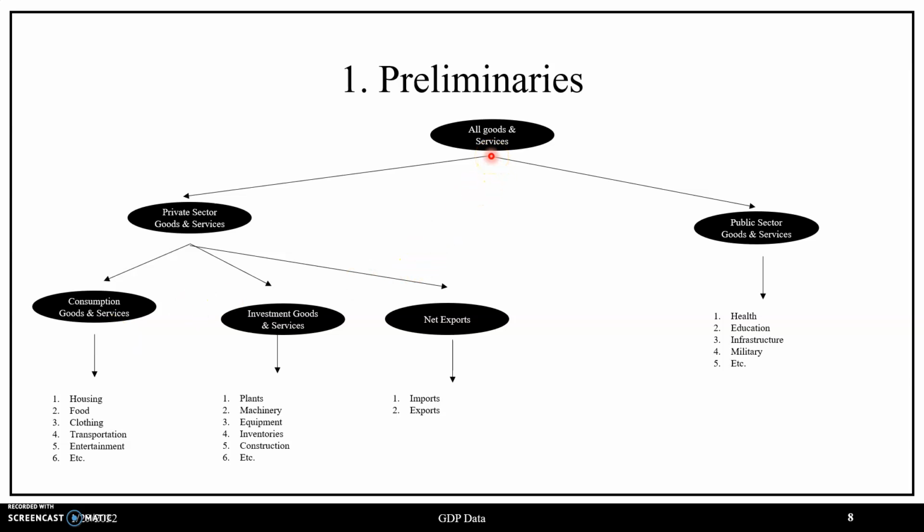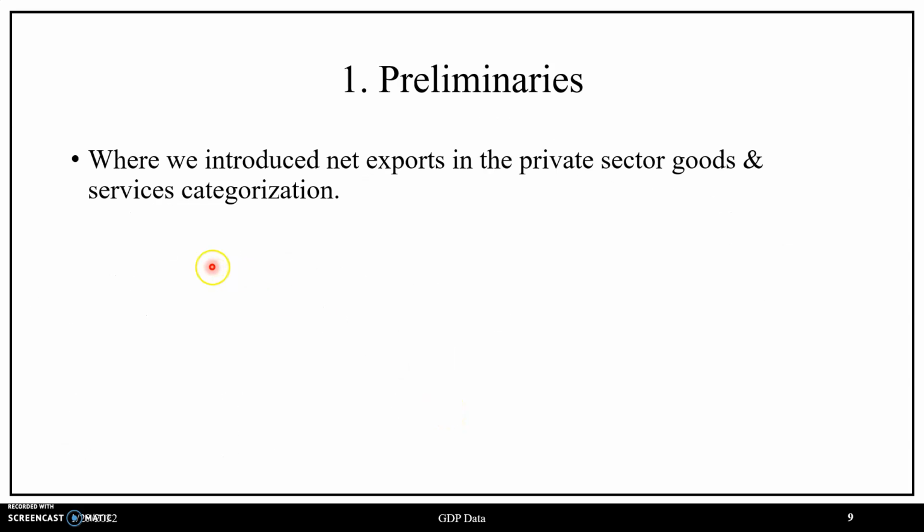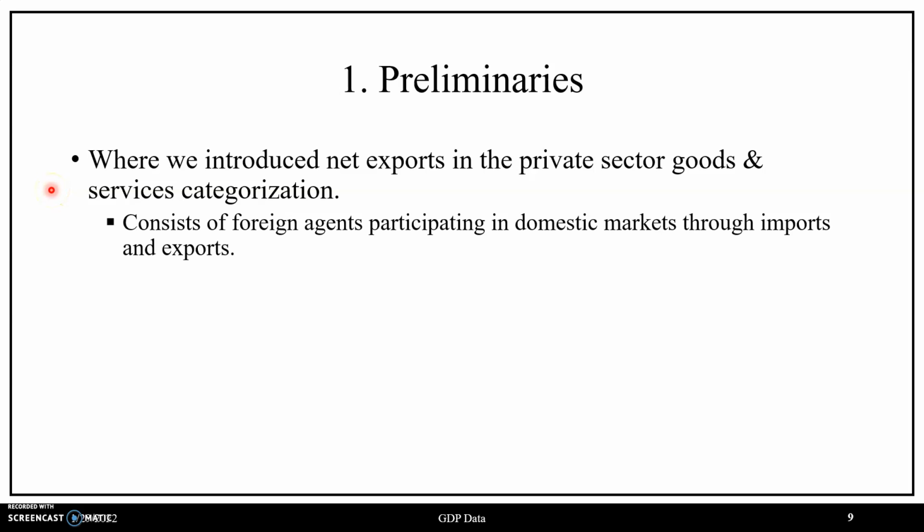We have all goods and services for a particular economy. We have the private sector and the public sector as before. Public sector is for the government spending money on goods and services. Private sector can be broken up into consumption and investment goods and services. Consumption is how consumers are spending their money on goods and services, and investment is how firms are spending their money on goods and services. But now we're also introducing net exports, where this considers imports and exports. So all we did in our decomposition was introduce net exports in the private sector goods and services categorization.